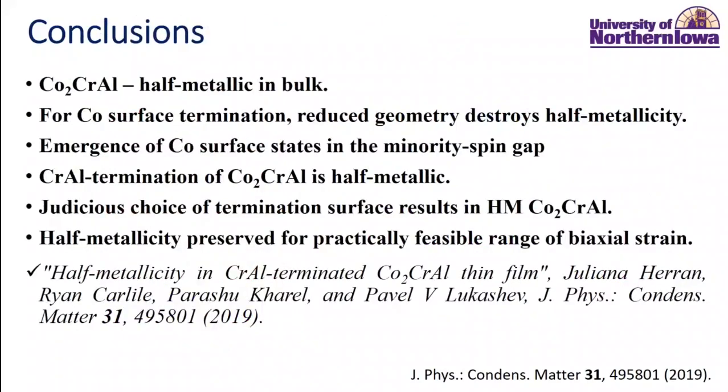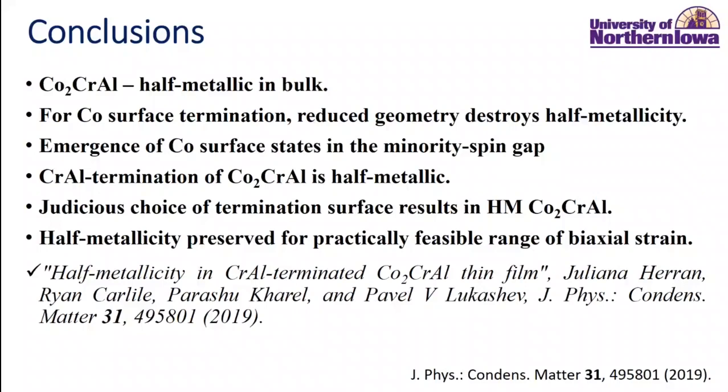So that's it. Let me just finish with quick concluding remarks. We looked at cobalt chromium aluminum, which was reported in the past to be a half-metallic material in the bulk geometry, and we considered how the properties of this material change in thin film geometry. We looked at two possible terminations: cobalt termination and chromium-aluminum termination. For cobalt termination, the half-metallic properties of this material are destroyed, and at the same time for chromium-aluminum termination, the half-metallic properties are retained.